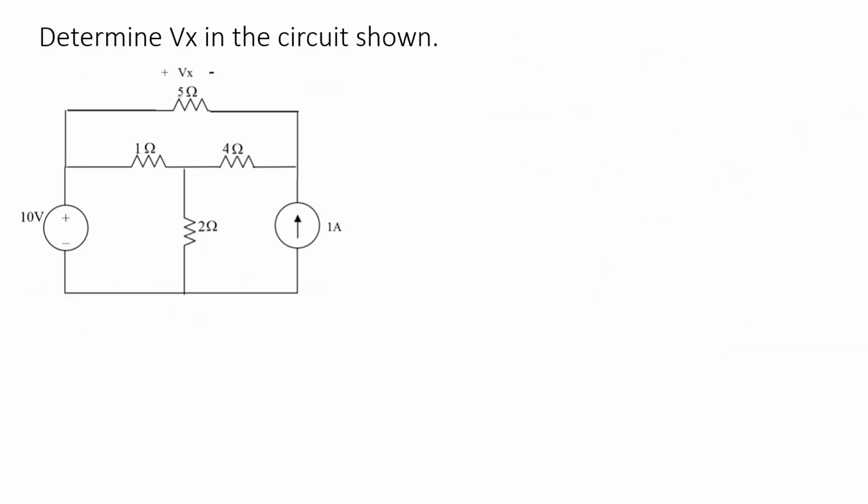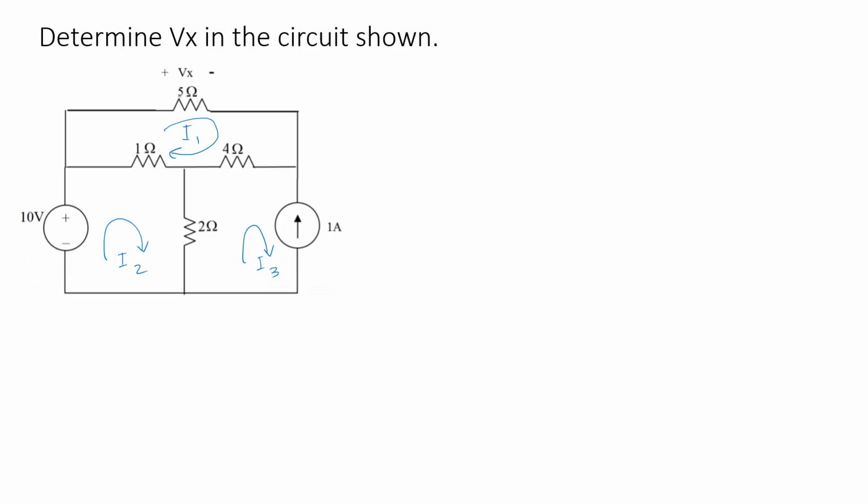Okay, in this example, we will apply mesh analysis. We are asked here to determine Vx, and Vx is the voltage across 5 ohms. Again, using mesh analysis, I will assign clockwise mesh currents. I will call them I1, I2, and I3.